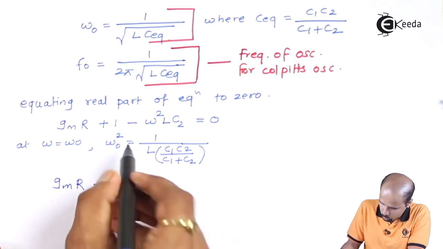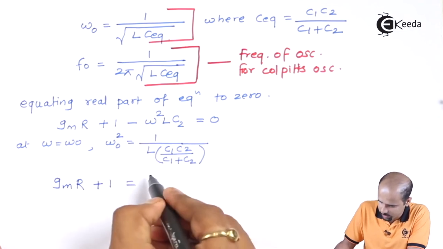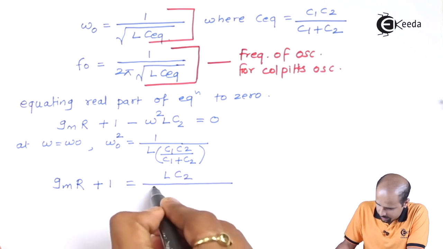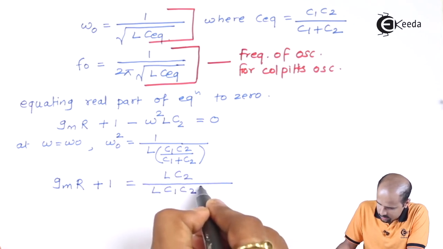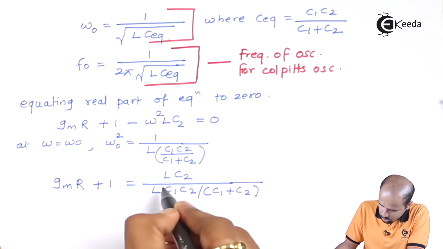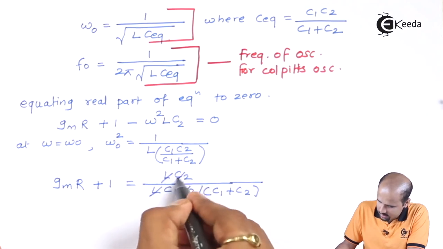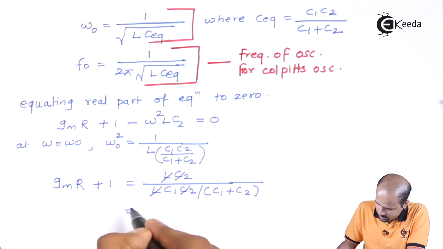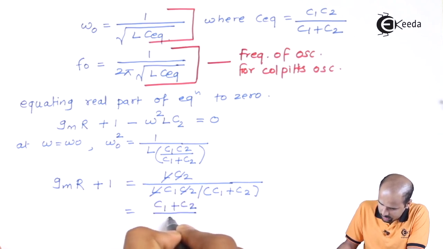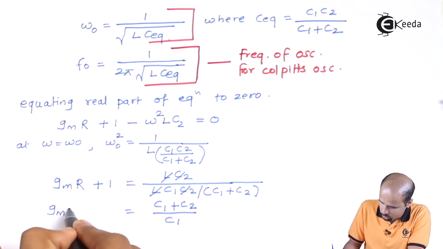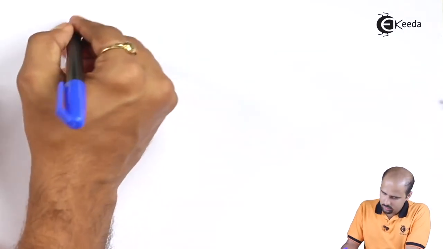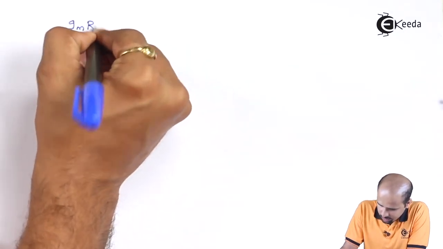gm R plus 1, I will take this to the right hand side, this will become L into C2 divided by L C1 C2 divided by C1 plus C2. L cancels L, C2 cancels C2, and I will be getting the value C1 plus C2 divided by C1 is equal to gm R plus 1. Let's move to get the value of gm into R.